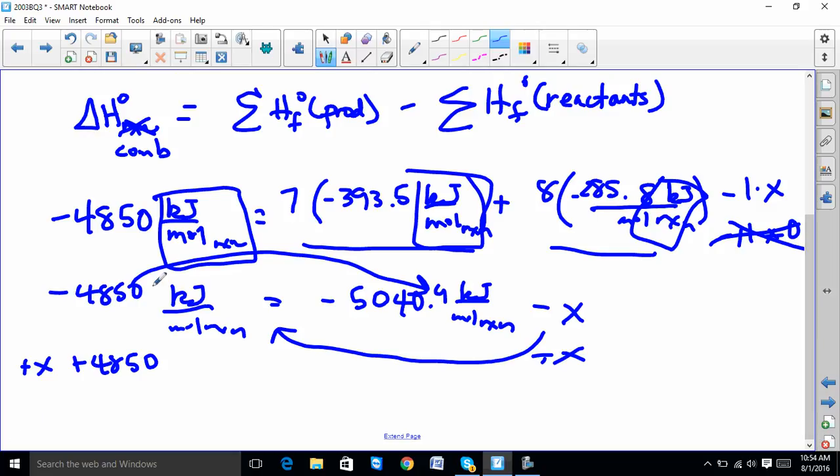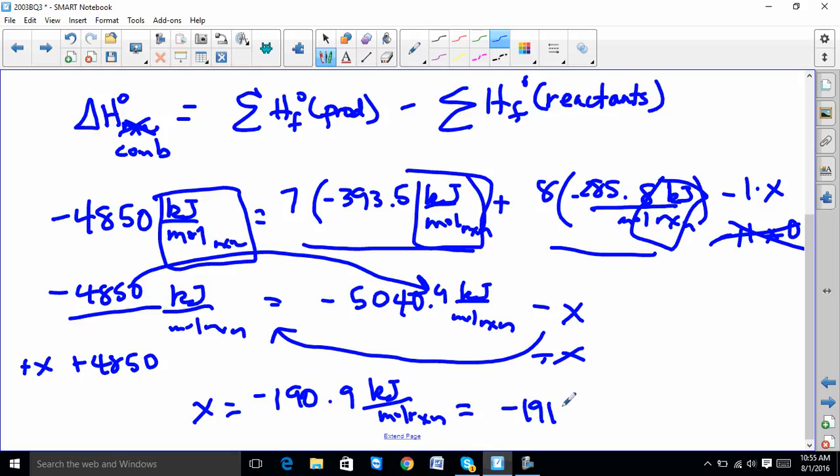And when you do that, the calculator actually says X is negative 190.9 kilojoules per mole RXN. But the best answer, because this was good to no decimal places, this was good to 1, the best answer is negative 191 kilojoules per mole RXN. And that's what the scoring guidelines have.